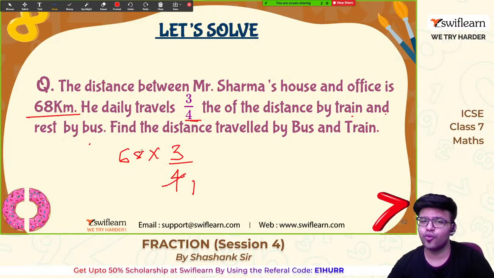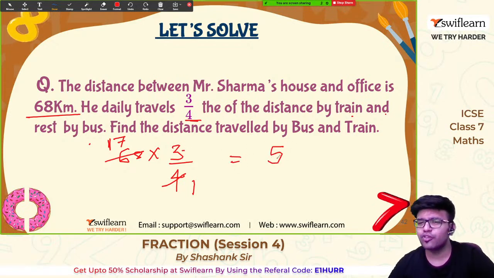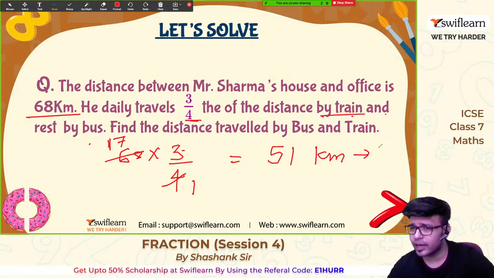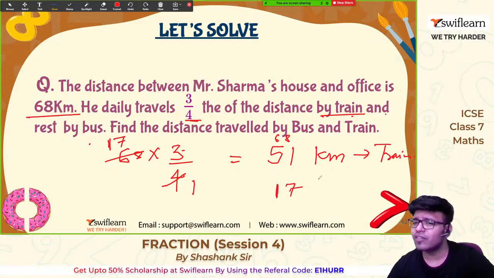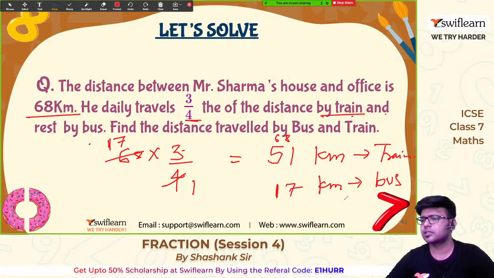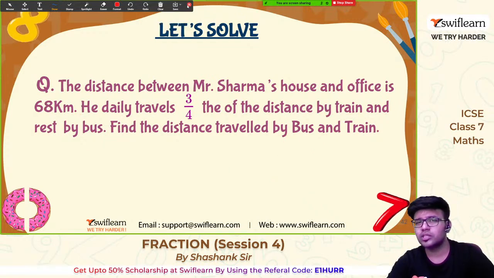4 ones are 4, 4 sevens are 28. So 17 into 3 is 51. So 51 kilometers he travels by train. And the remaining, 68 minus 51, how much is that? 17 kilometers he travels by bus. Understood, guys? This is how we solve this.